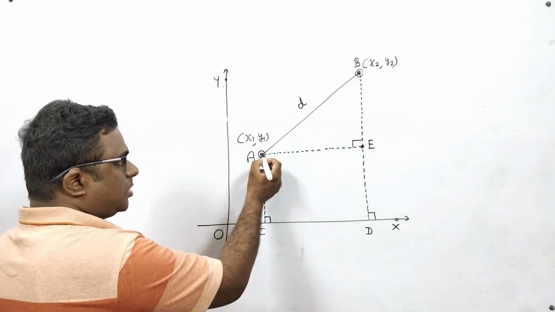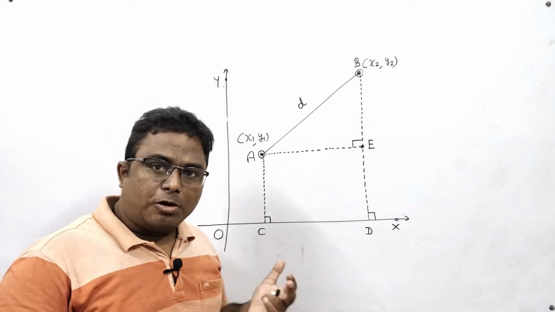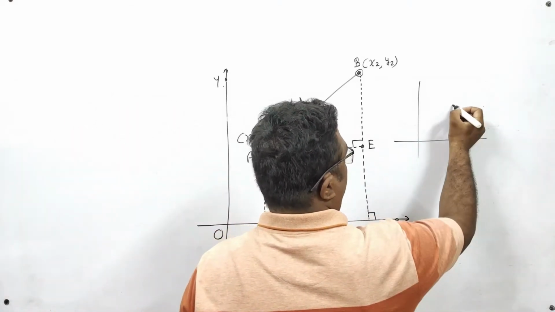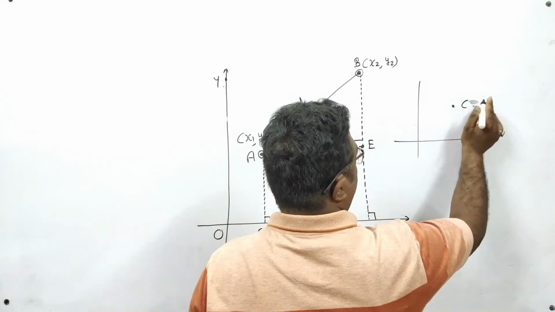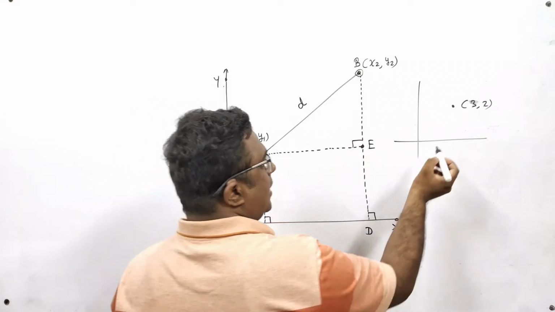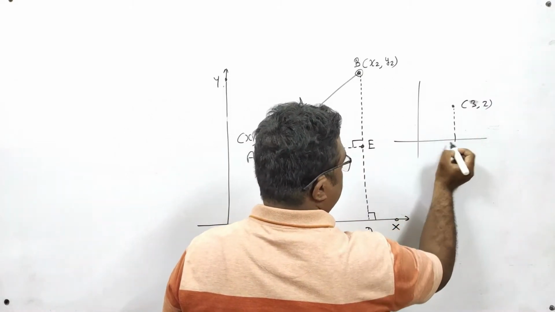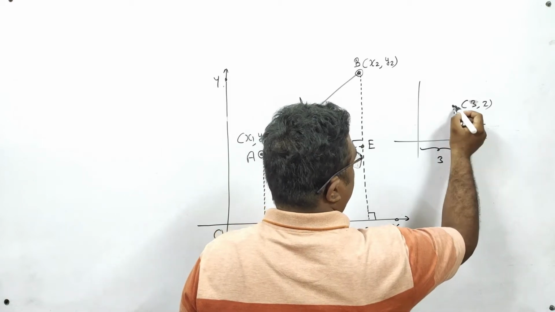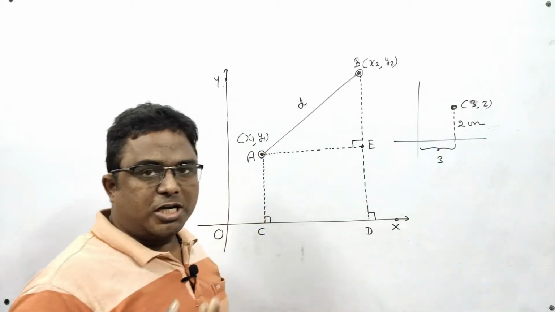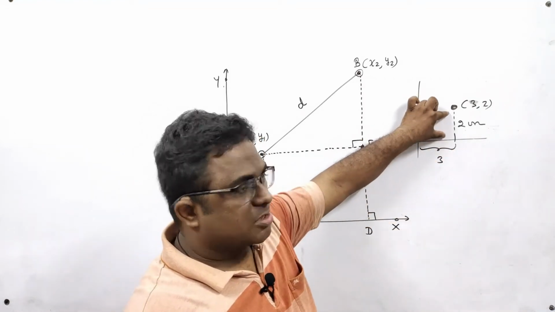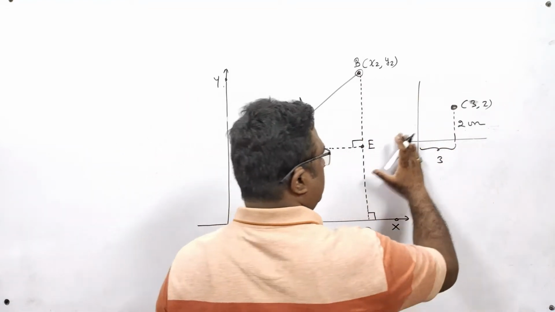Now the coordinates of this point are x1, y1. So what does this mean? Suppose it is the point 3, 2. Then what is the meaning of this? It means that this distance is 3 units and this distance is 2 units. If I give you a point whose coordinates are 3, 2, then this distance will be 3 units and this distance will be 2 units. All of us know this thing.